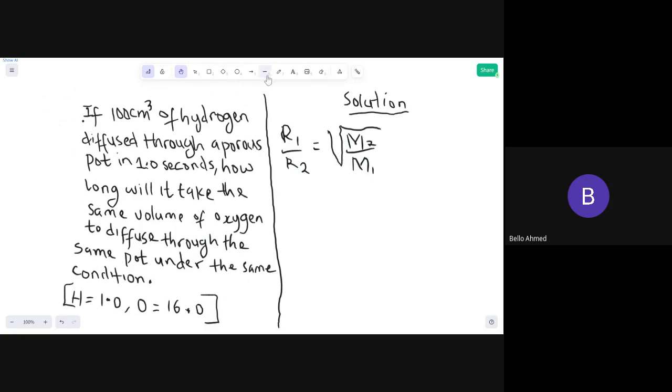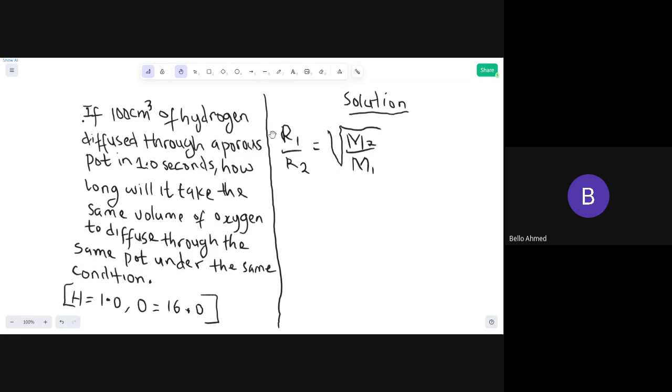I just want you to realize that from the question, we need to get the rate of the first gas, the rate of the second gas, the molecular mass of the second gas and the molecular mass of the first gas. That is what we are going to substitute into this formula before we finally solve the problem. Now, let's quickly do that.